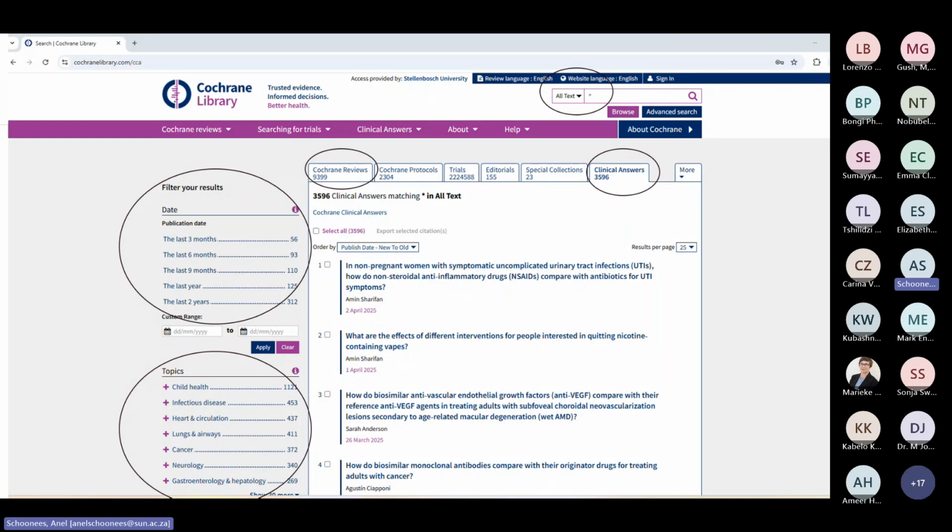You can filter for these by choosing a certain publication date or a specific topic. For example, in child health, you can see there's about 1,120 products in the Cochrane Library.